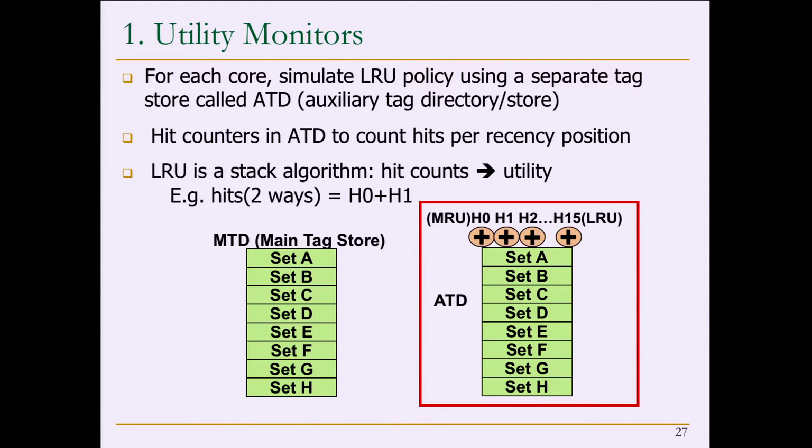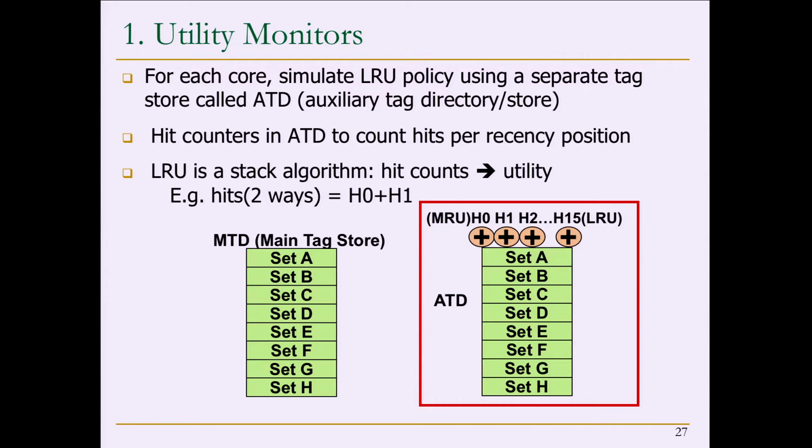So let's take a look at what these hit counters are. Basically, in the auxiliary tag directory for each set, this is a 16-way cache, we have 16 hit counters: one for the MRU position, one for each subsequent position, and the last one for the LRU position. For each application, or each core, you have an auxiliary tag directory, and you keep track of the hits you would get if you had the first way, and the number of hits you would get if you had the second way also, and so on.